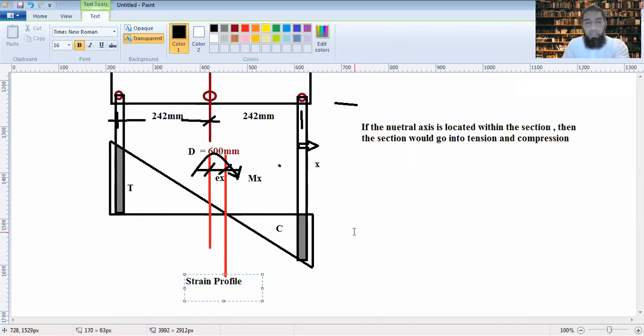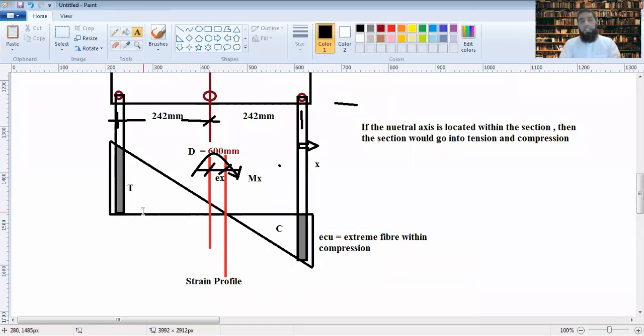For an eccentrically loaded column, strain when the neutral axis is within the section. I'm right now not assuming that xu by D is 1.2. I'm assuming the neutral axis is somewhere within the section. I'll be calculating the neutral axis and its eccentricity manually without assumption. Eccentricity here is ex, and this epsilon cu is the extreme fiber strain within compression.